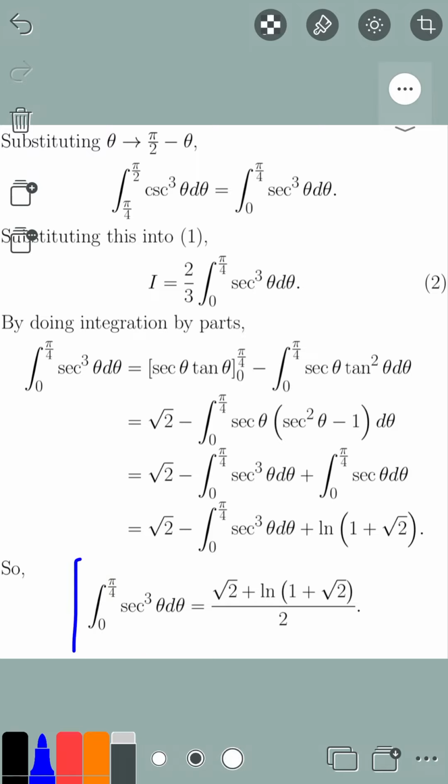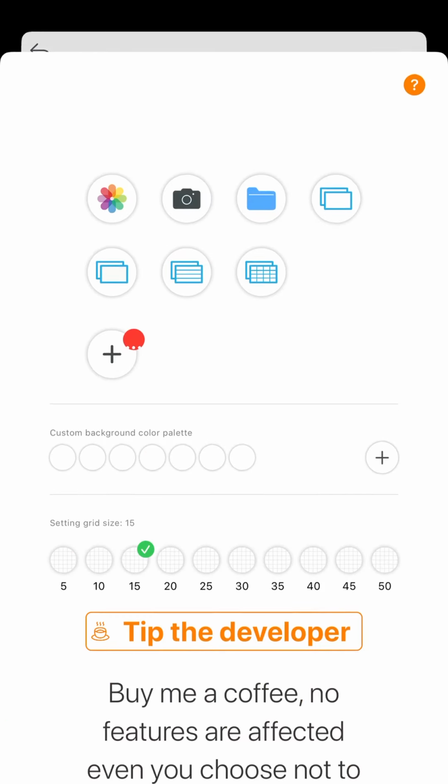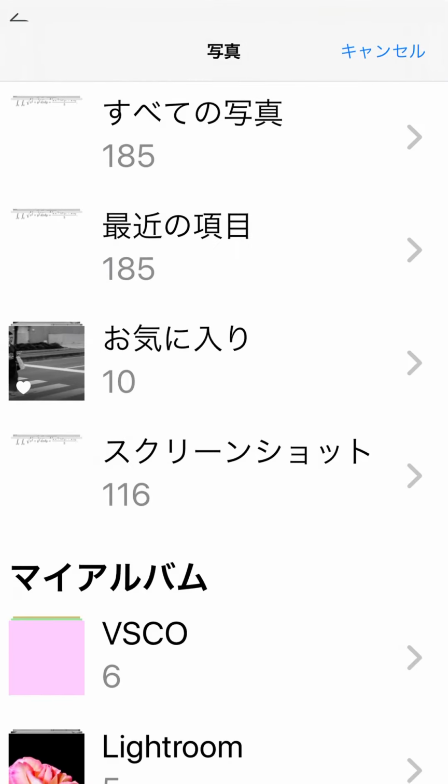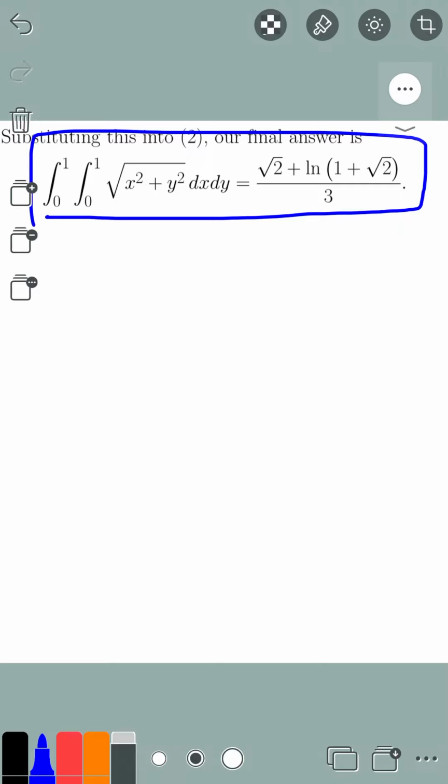And now we just substitute this result into this equation for the integral I, for the original double integral that we are solving. So we just multiply 2/3 to it. And so our final result is the integral from 0 to 1 and integral from 0 to 1 of square root of x squared plus y squared dx dy is equal to square root of 2 plus natural log of 1 plus square root of 2, over 3. And so that is our final answer for the double integral.